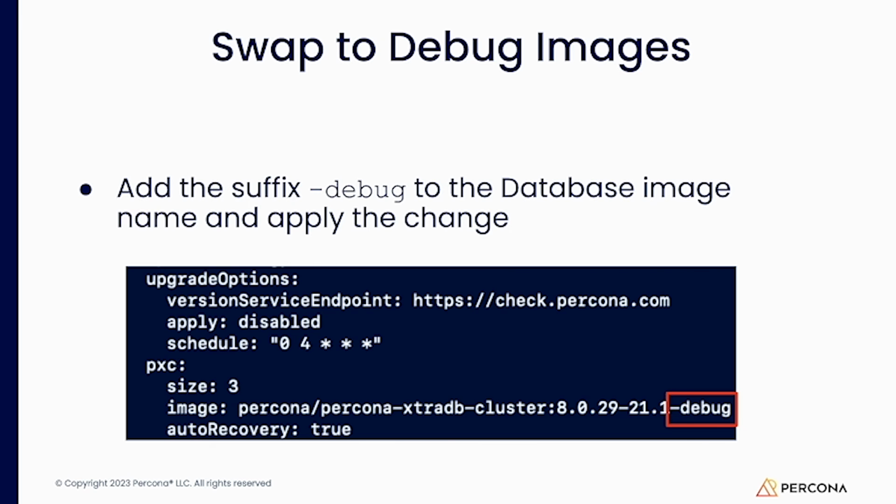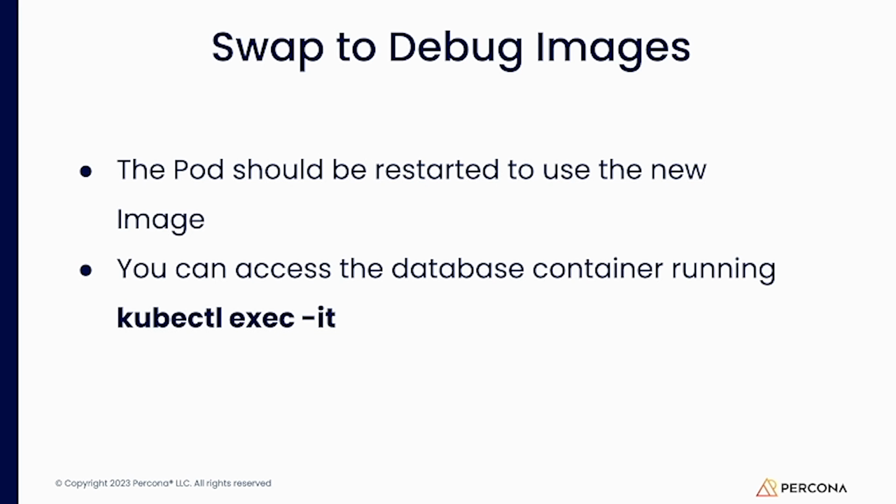Kubernetes will pull the new image. The image is a bit larger than the regular image, so it will take more time to pull it, but in the end, the pod will restart with this new image. And then you can access the database container running kubectl exec -it.